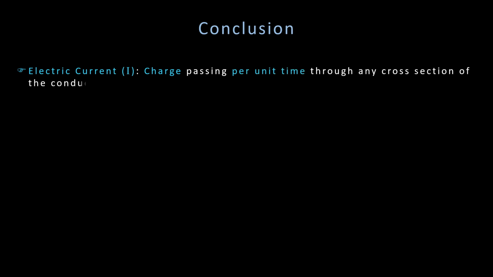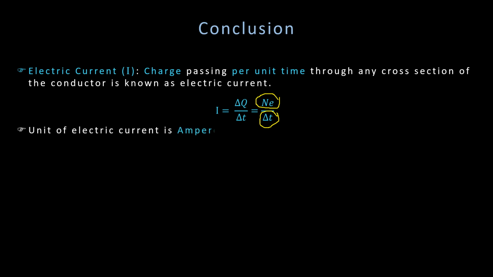So with that, let us conclude now. So now we know that electric current is defined as charge passing per unit time through any cross section of the conductor, and it is given as delta Q by delta T or NE by delta T. What is NE? The amount of charge passing in time delta T. What is the unit of electric current? It is ampere. And how do we define 1 ampere current? 1 ampere current is when 1 coulomb charge passes in 1 second.